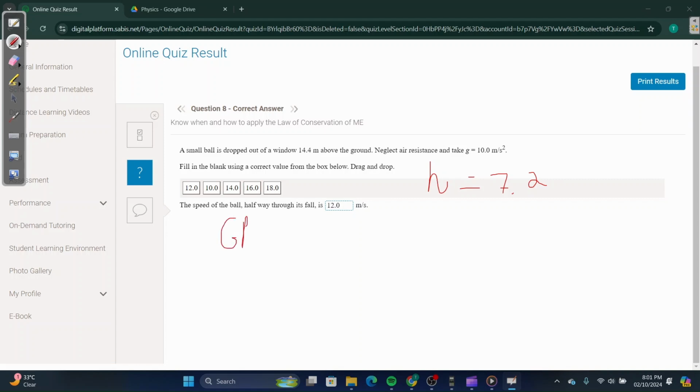GPE initial is equal to the mechanical energy, which is also equal to the kinetic energy at the minimum, if it's the initial gravitational potential energy. It's equal to the kinetic energy at the minimum plus the gravitational potential energy at the maximum.